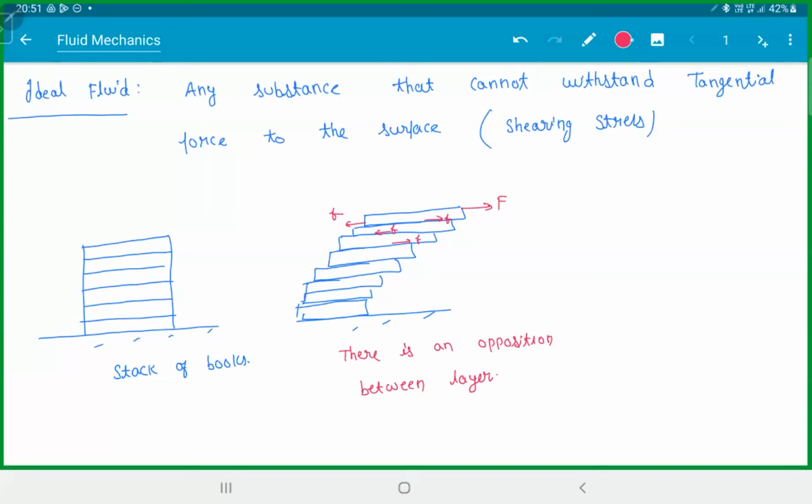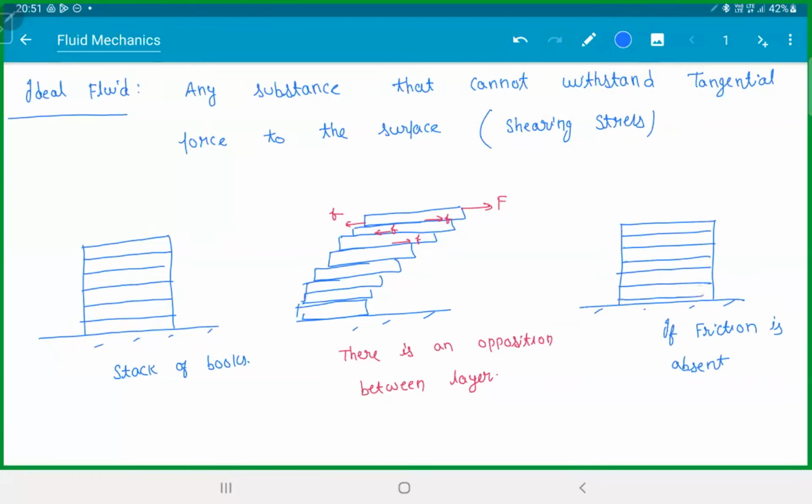Now imagine if you take smooth surfaces. What if friction is absent? What do you think will happen if there's no friction between the books and you try to apply force? You'll observe only the top book will move. Is that making sense, everyone? There's no friction between the books, and if you still apply force, only the top book will move.